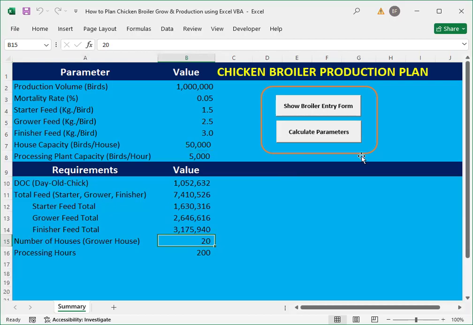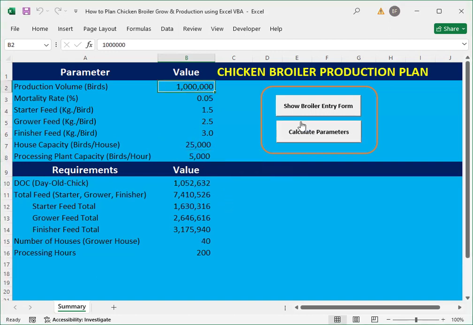So you see, whatever you put here, the input in the parameters in terms of the production volume, in terms of the mortality rate, in terms of the feed, this is standard, no problem. We cannot change that. But in terms of the house capacity, we increase. What about the processing plant? Okay, the dressing plant. We also change the dressing plant capacity. Okay, we calculate again.